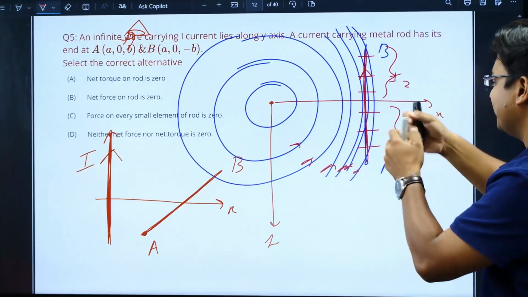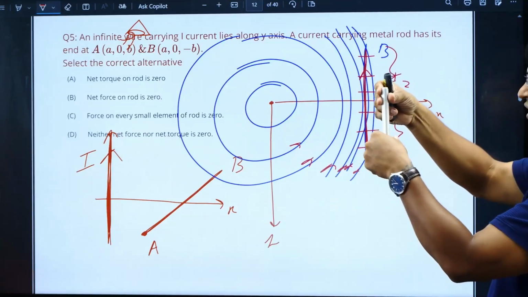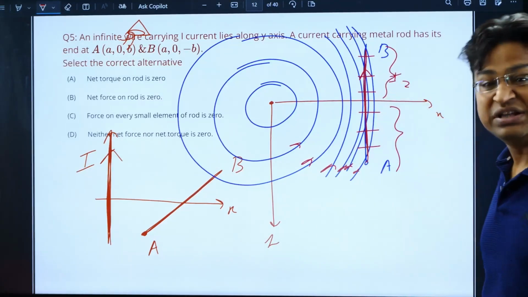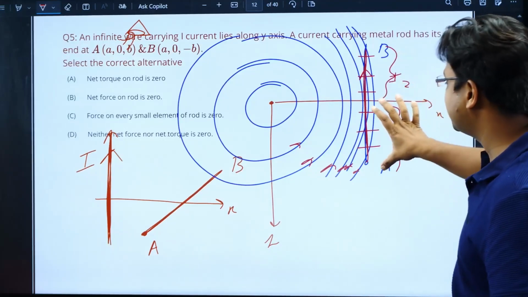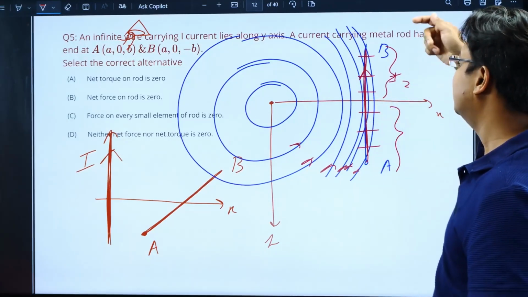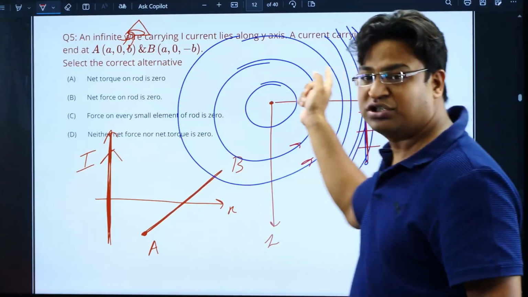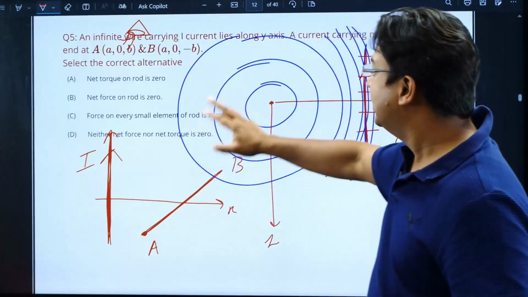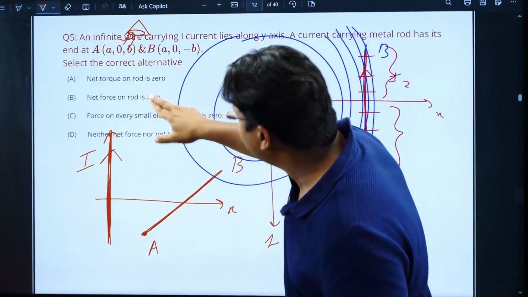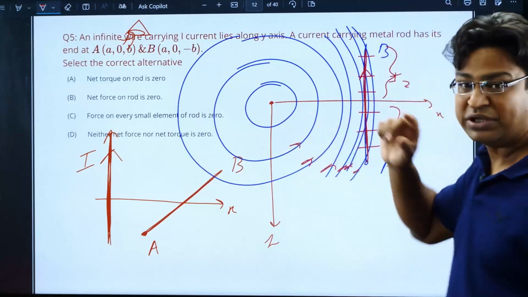So if this is the rod, this half is experiencing inward force and this half is experiencing outward force, so there is definitely a torque on this, and moreover the net force is zero. Whatever situation this half of the rod is experiencing, the same situation this half is experiencing in the opposite direction, so the net force is zero, but the net torque is not zero. So net torque on the rod is zero, wrong. Net force is zero, correct. Net force on every small element of the rod is zero, that's incorrect.